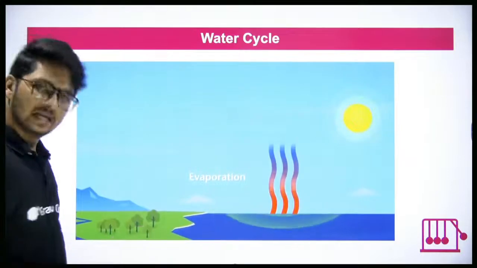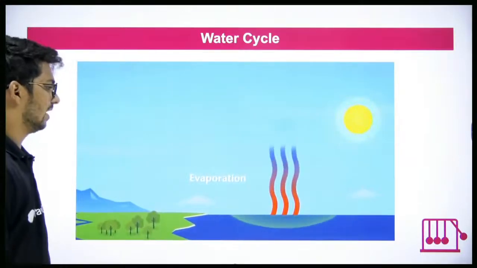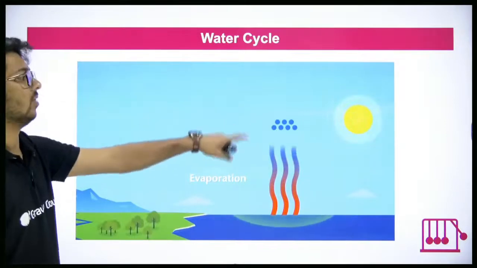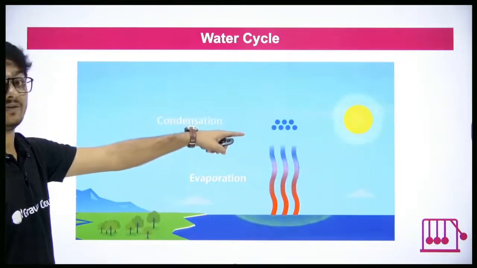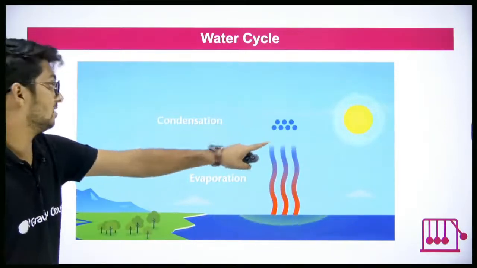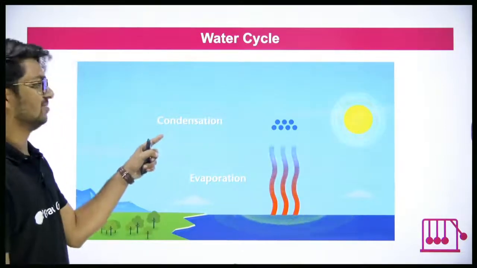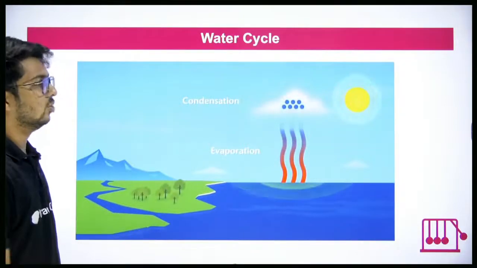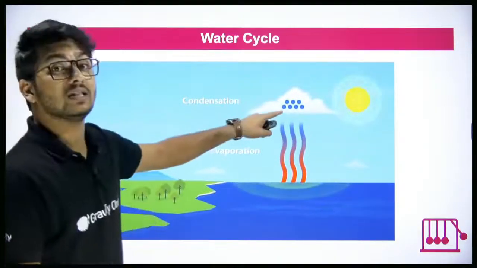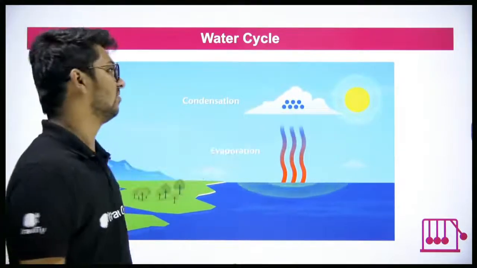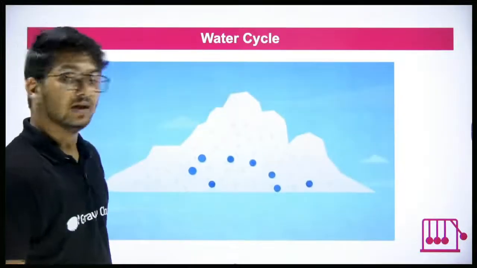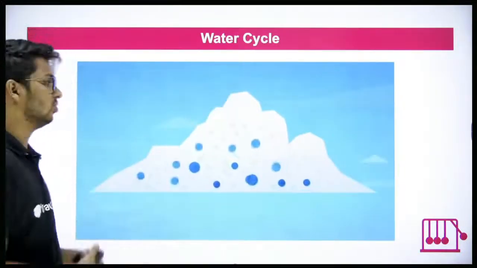Just wait a minute, it will be shown. So here the water is evaporating. When it goes up, water vapor converts into what? Converts into water droplets because of condensation. Yes, and those water droplets come together and form a cloud. So clouds are formed.